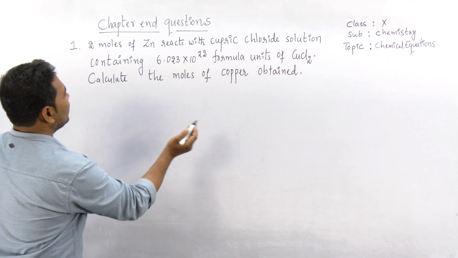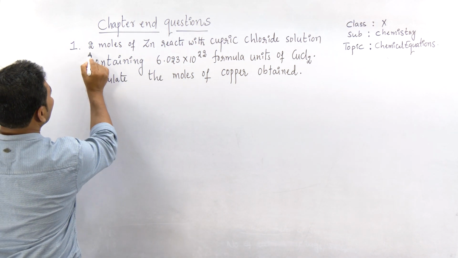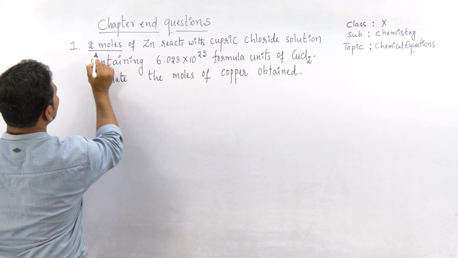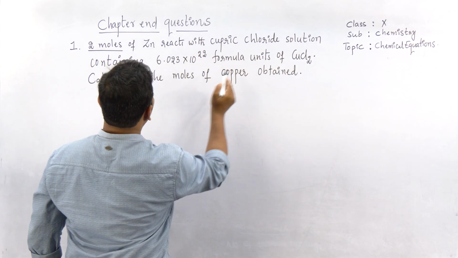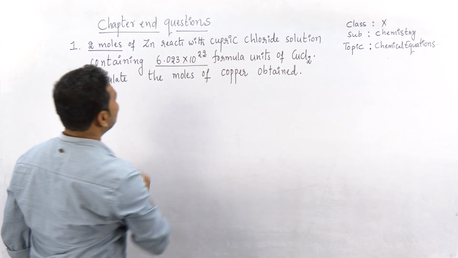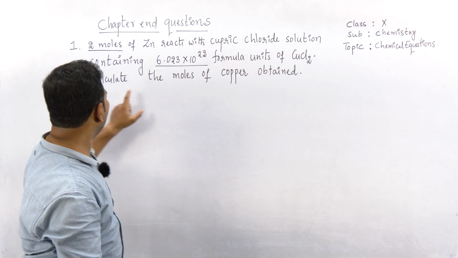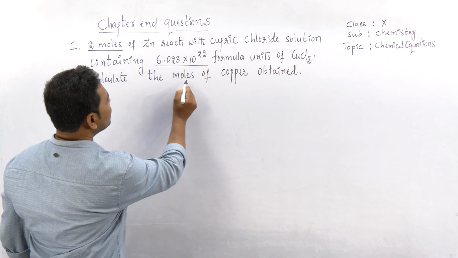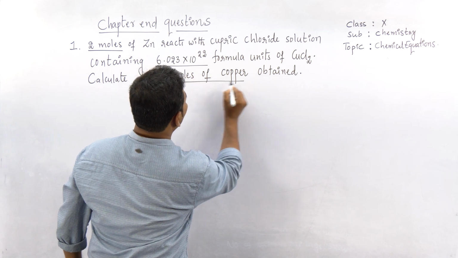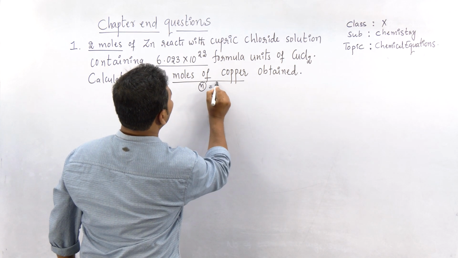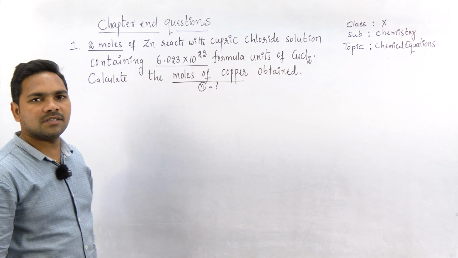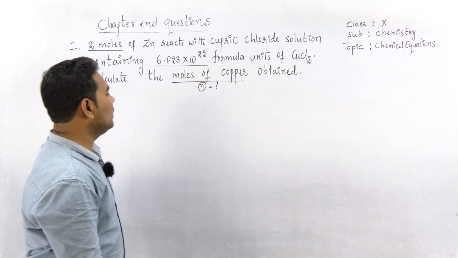So what is given in the question? The number of moles of zinc is given, then it reacts with 6.023 × 10^22 formula units of cupric chloride, and we need to calculate the number of moles of copper obtained. This we need to find out. For this we have to first write its chemical equation.